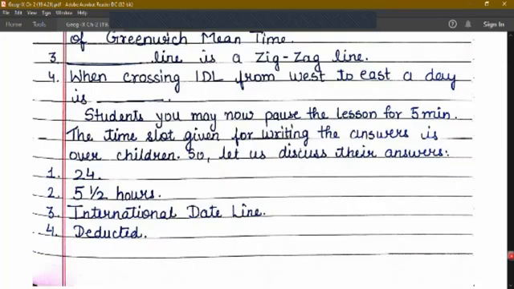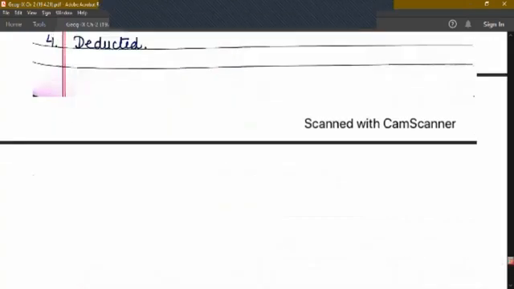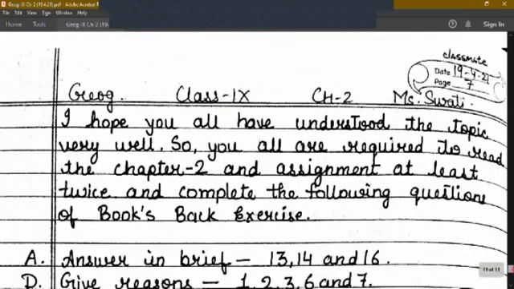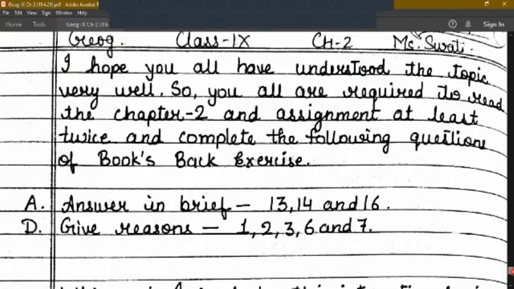I hope you all have understood the topic very well. So you are all required to read chapter 2 and the assignments at least twice and complete the following book back exercise, that is A. Answer in brief, question number 13, 14 and 16. Give reason 1, 2, 3, 6 and 7.